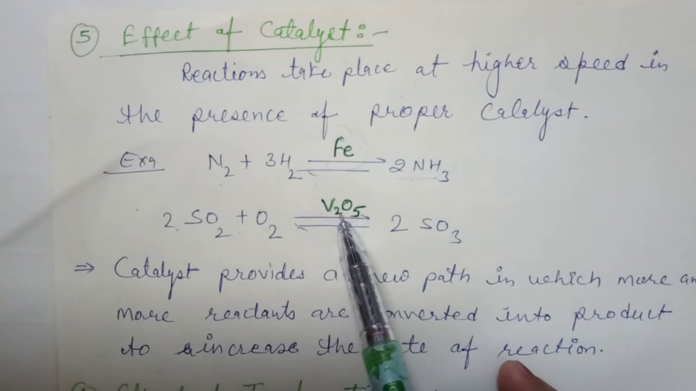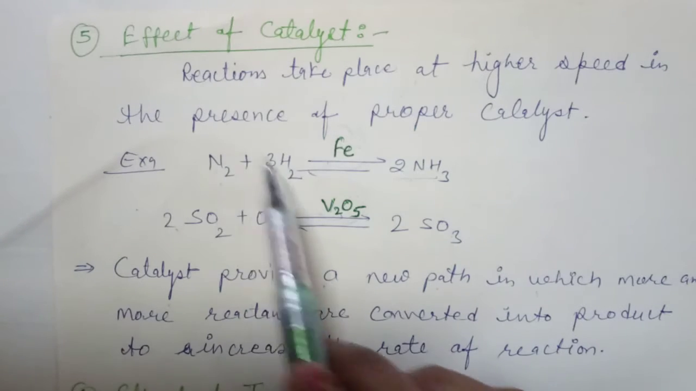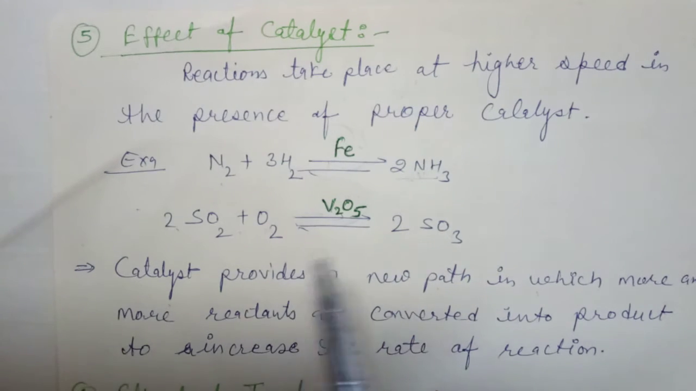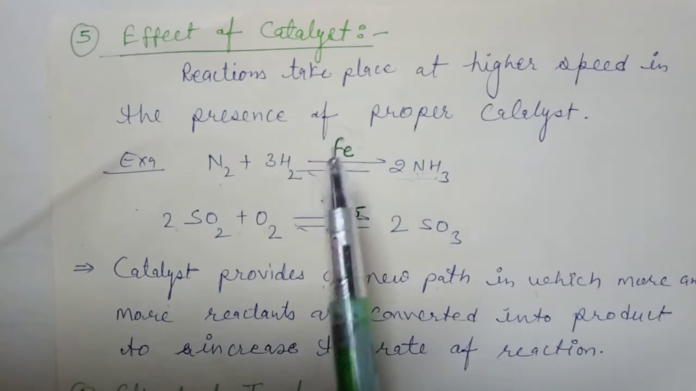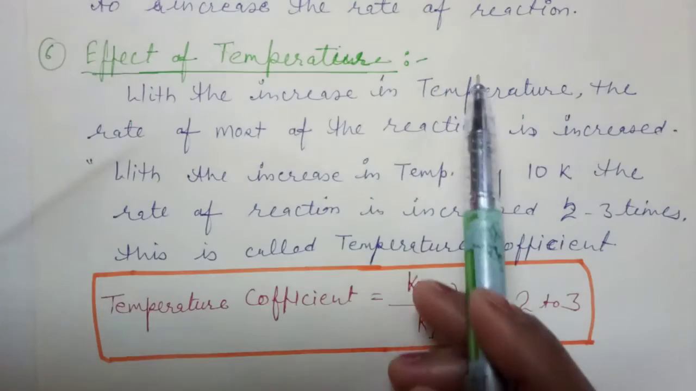It is a catalyst. Actually, a catalyst provides a new path in which more and more reactants are converted into products. Hence, the rate of reaction is increased to a large extent. So in the presence of a catalyst, the rate of reaction is always increased. Okay, the next point is the effect of temperature.